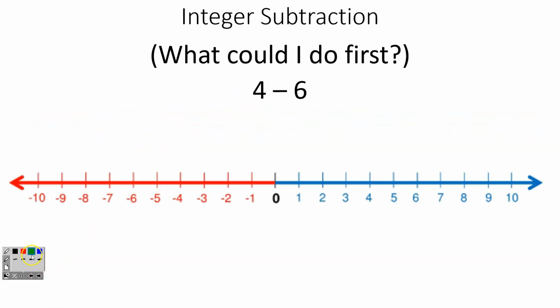Oh, I have subtraction. Hopefully you guys remember what to do first. I can use a superpower and have a consequence with it. So instead of saying 4 minus 6, I could say 4 plus a -6. To model it on a number line, 1, 2, 3, 4 on the positive, 1, 2, 3, 4, 5, 6 in the negative. And I end up with a -2.